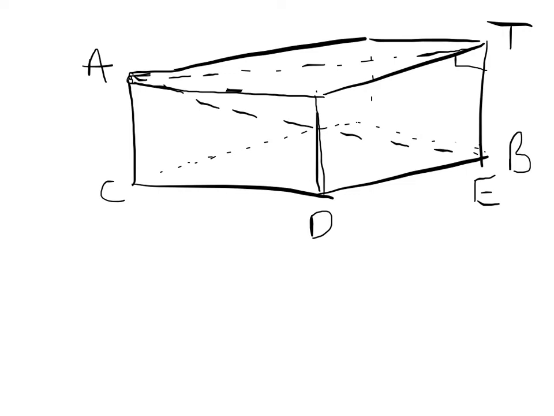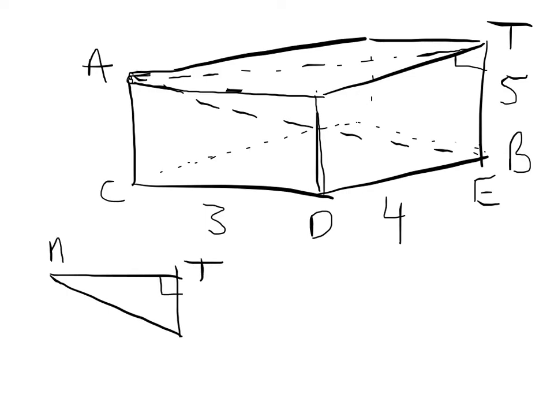So suppose I'm given some lengths here. Suppose I'm given CD is 3, DE is 4, and the height of this box is 5. What I'm looking to find, again, is AB. So the first thing I note is I'm going to draw that triangle out down below, and I'm going to label it. Here's T, here's A, and I want to find AB, and the only thing I know is TB is 5.